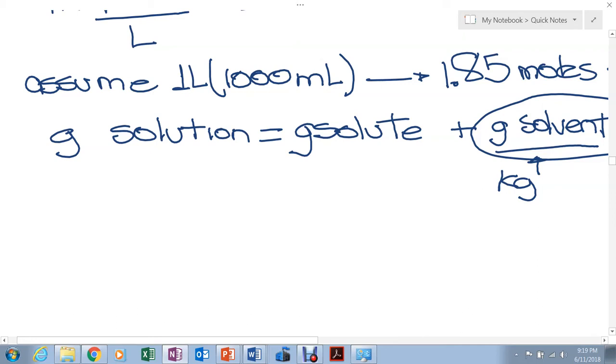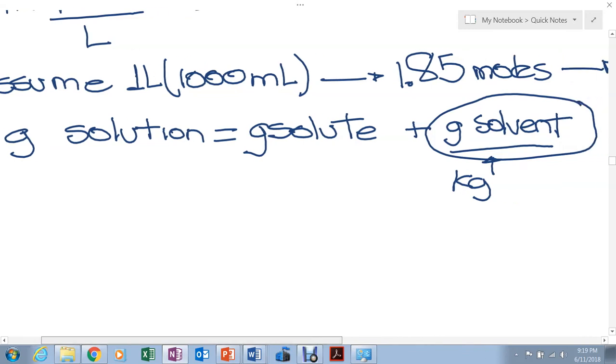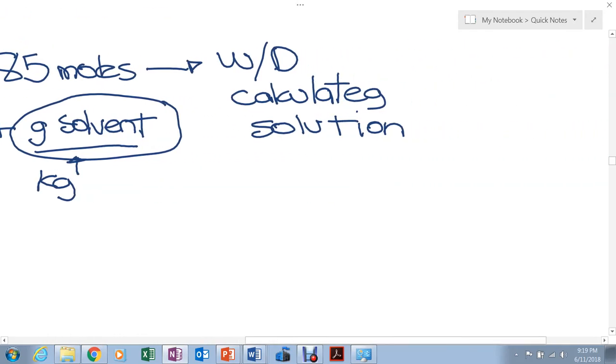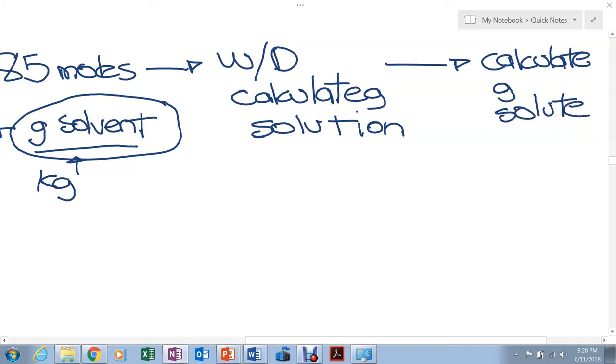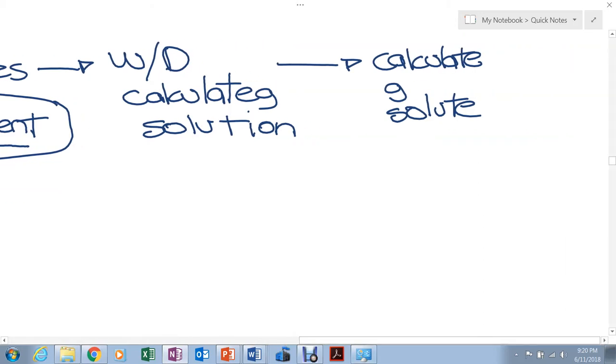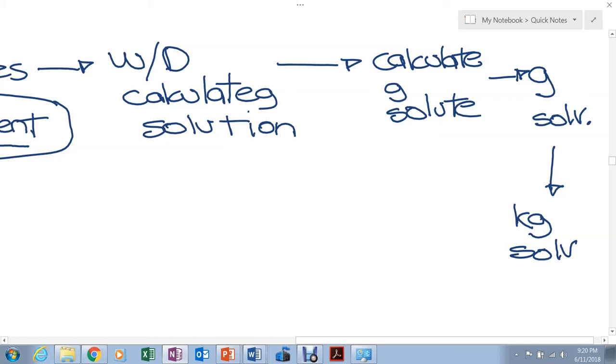So what do we need to do? After we calculate the grams of solution, we calculate the grams of solute, so we can subtract it. And then finally, we calculate the grams of solvent. It's complicated. And then we convert it to kilograms of solvent. All this in one problem.